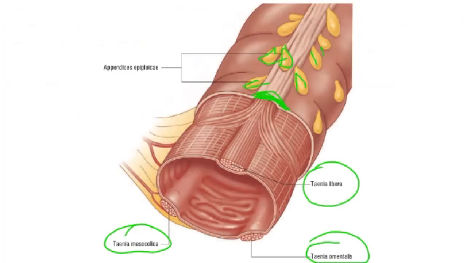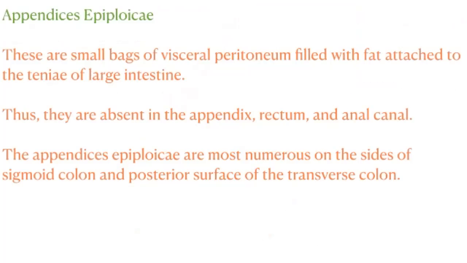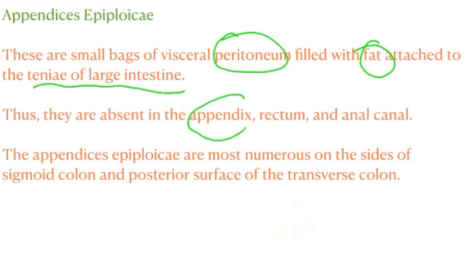These are small bags of visceral peritoneum filled with fat, attached to the tinea coli of the large intestine. Thus they are absent in the appendix, rectum and anal canal. The appendices epiploicae are most numerous on the sides of the sigmoid colon and the posterior surface of the transverse colon.